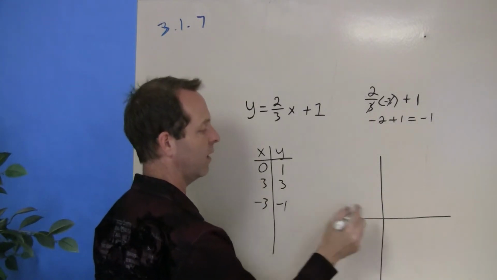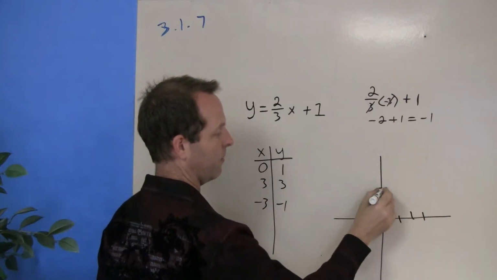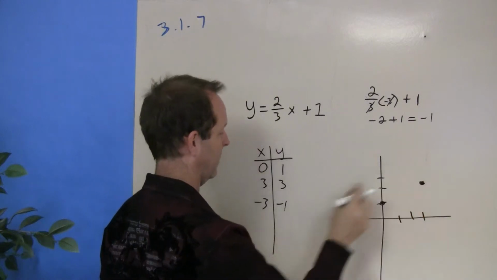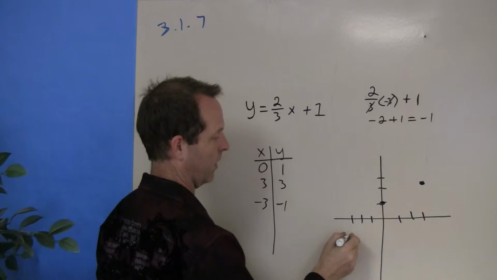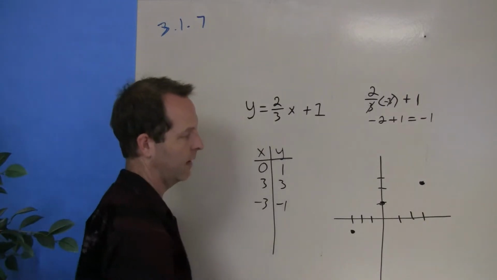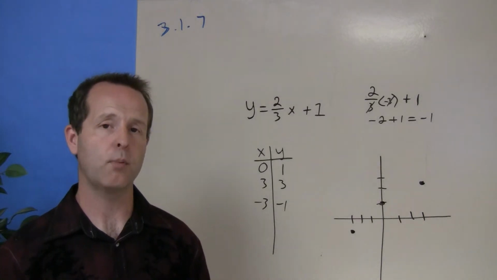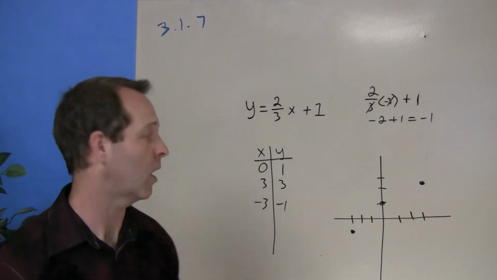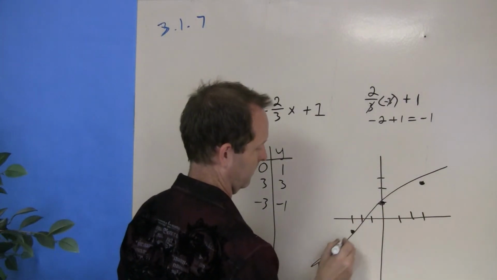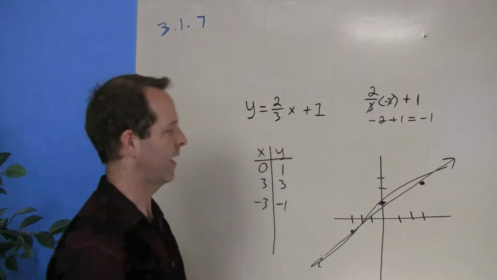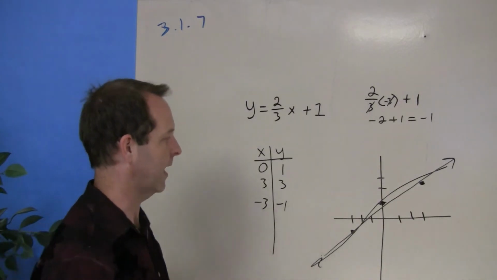The first one's over 0, up 1. The next one's over 3, up 3. And the last one's over -3, down 1. And now I have a rough idea of what that graph looks like. Now all 3 of those points, if I did them correctly, should be on the same line. And if I could draw on a chalkboard, you would see that they are indeed all on the same line.